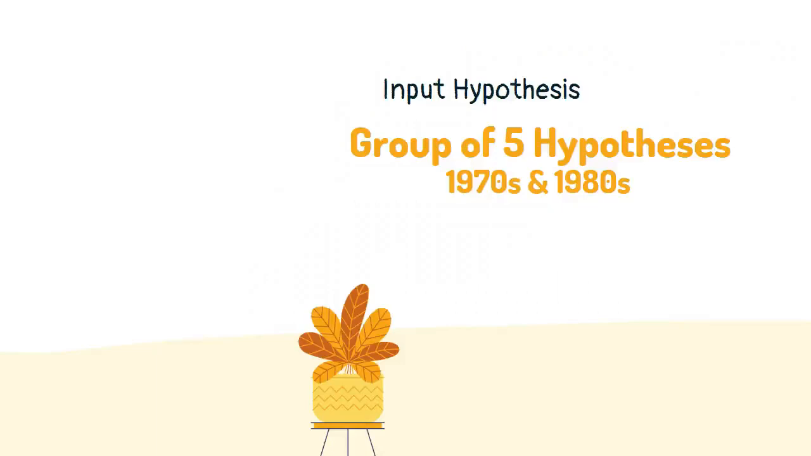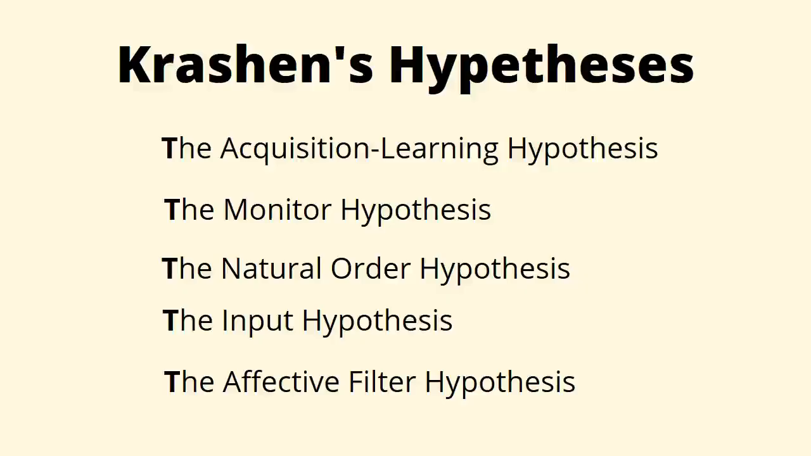a group of 5 hypotheses in fact, in the 1970s and 1980s. As I told you, sometimes it is called the input hypothesis because he concentrated and stressed on the input of the language. What are these? These are the acquisition learning hypothesis, the monitor hypothesis, the natural order hypothesis, the input hypothesis, and the affective filter hypothesis. We'll discuss and try to understand all these 5 hypotheses one by one.